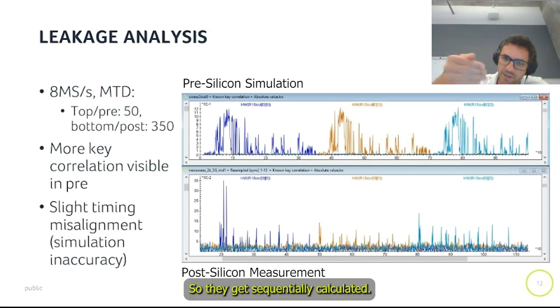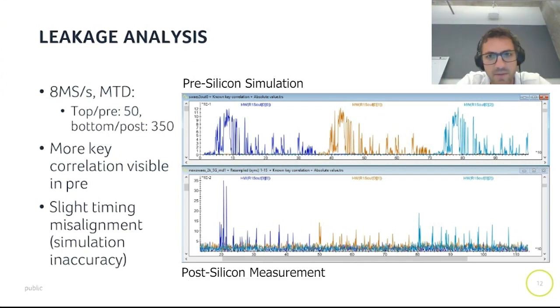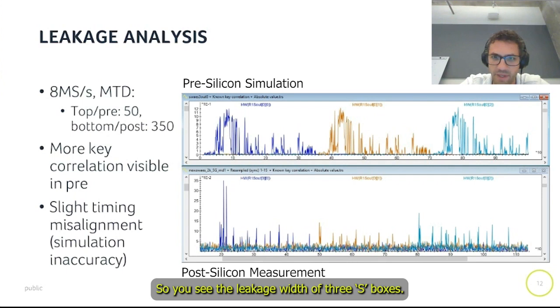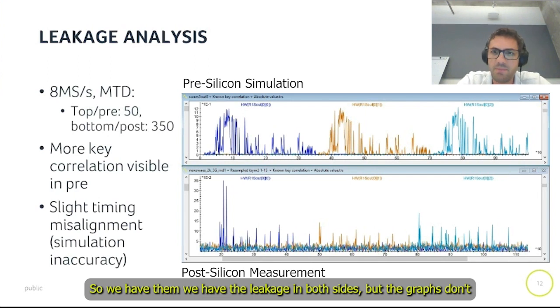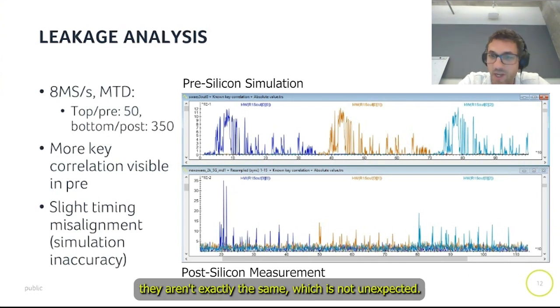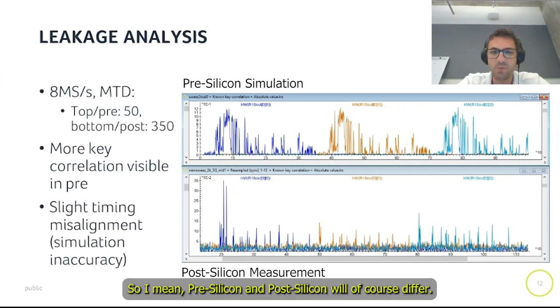So this is software, so they get sequentially calculated. So you see the leakage width of 3 S boxes. Now, from a distance, you can also see the leakage post-silicon. So we have the leakage on both sides, but the graphs aren't exactly the same, which is not unexpected. I mean, pre-silicon and post-silicon will of course differ.